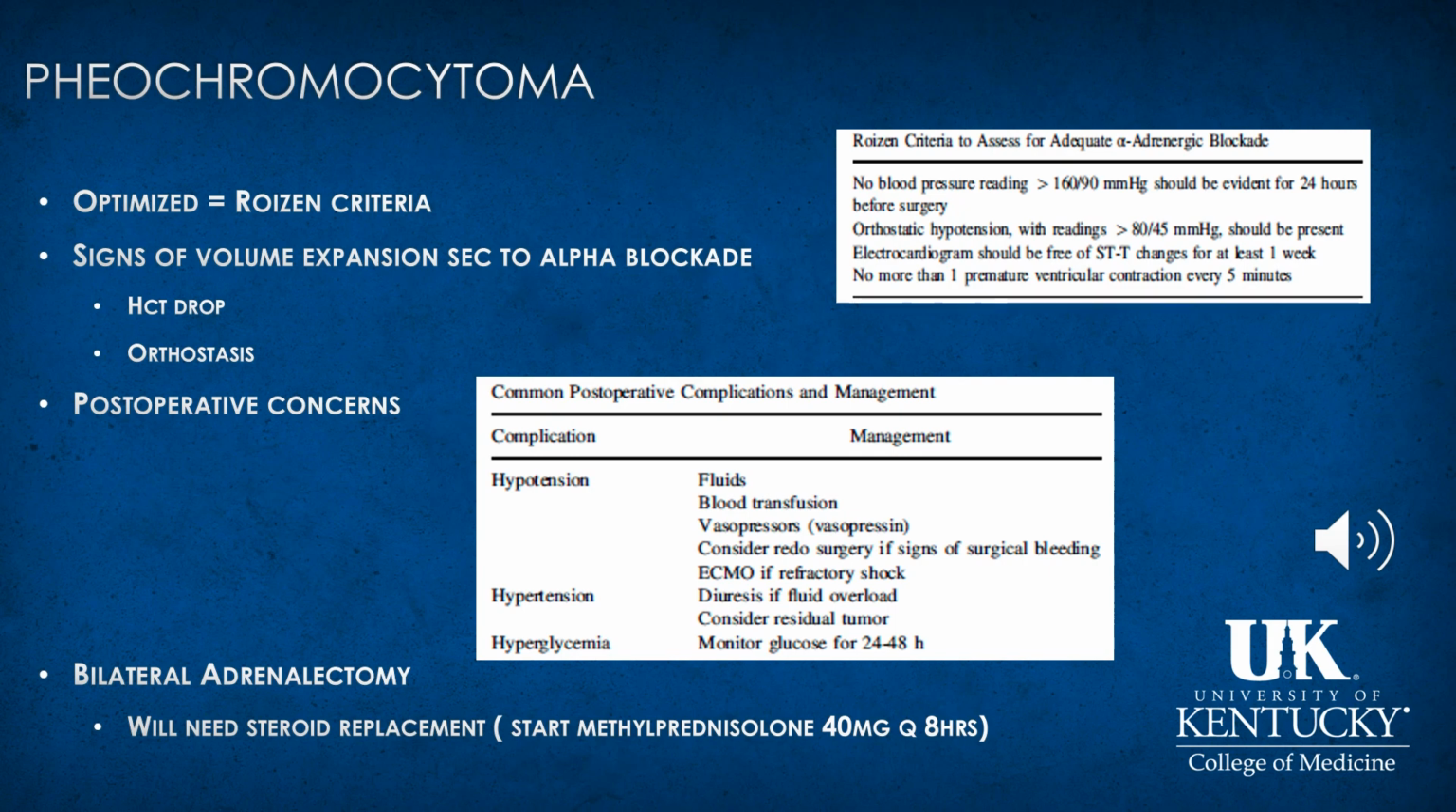The patient also still may be in a hypertensive situation. Not all those endogenous catecholamines are eliminated immediately. It also can be due to fluid overload or, as they can occur disseminated or bilateral, there may be a residual tumor. Also, patients are at risk for hyperglycemia, which is secondary to the catecholamine effect. If a patient undergoes bilateral adrenalectomy, this patient will need steroid replacement, and usually we start here with 40 milligrams of methylprednisolone every 8 hours.